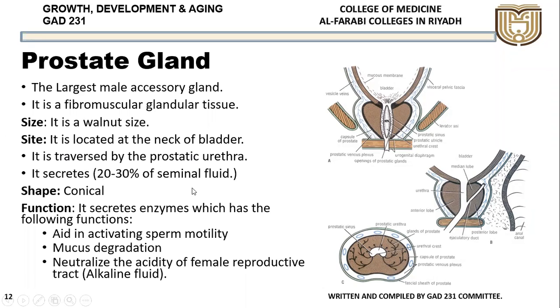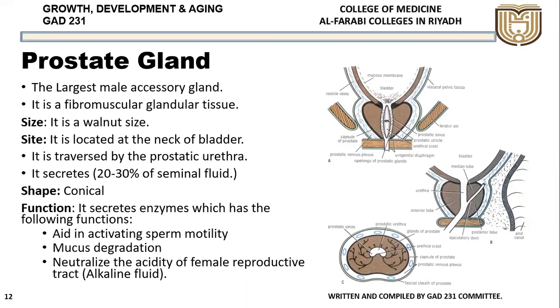It secretes 20 to 30% of the seminal fluid. Even though the prostate is the largest male accessory gland, it secretes only 20 to 30% of the seminal fluid. And if you see, it looks like a cone shape. This cone shape structure is called the prostate.